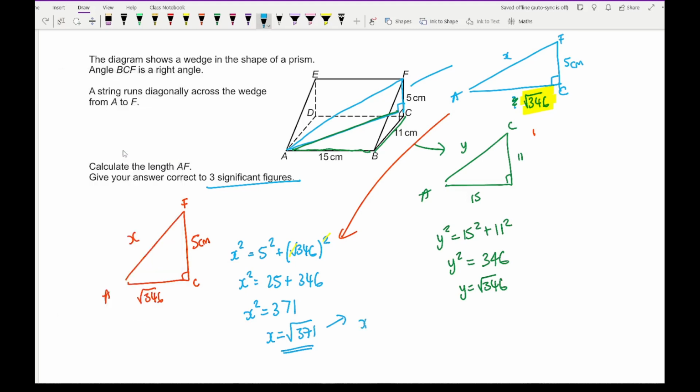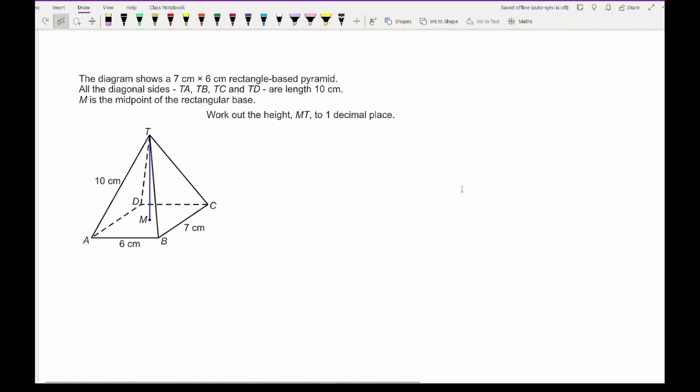So x equals 19.3 to 3 sig fig, and the units are centimeters. And there is my final answer. So moving on to our next example.